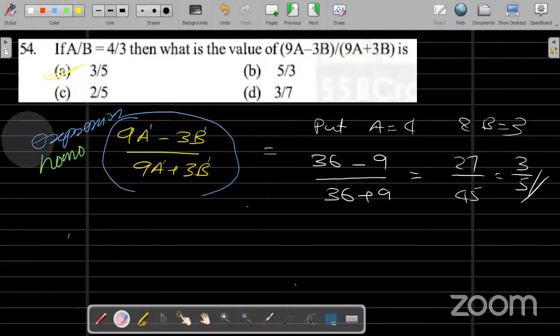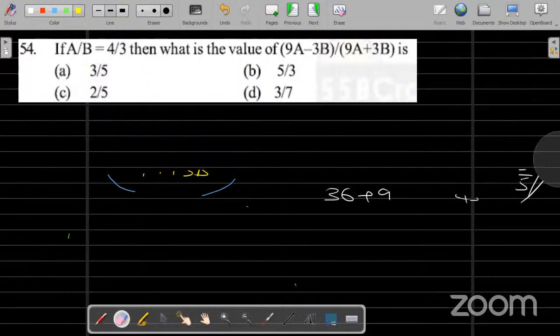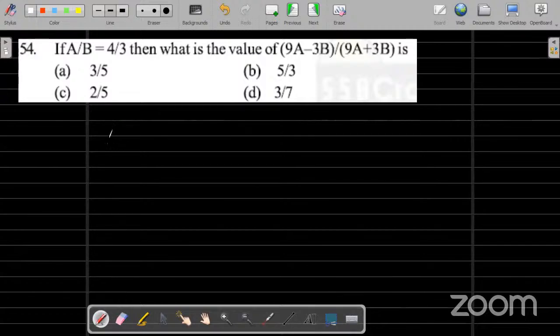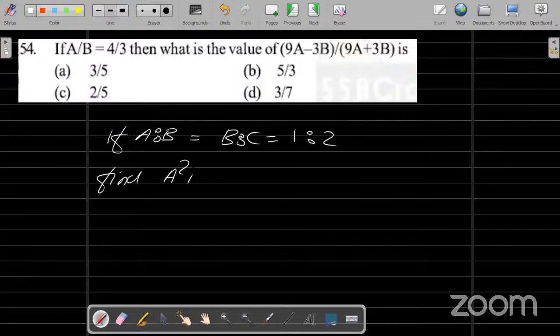Okay. Now, we should think of a next version of this question. If A is to B equals 1:2, another question is this: B is to C equals 1:2. Find A square B plus 3B square C divided by A cube plus B cube.